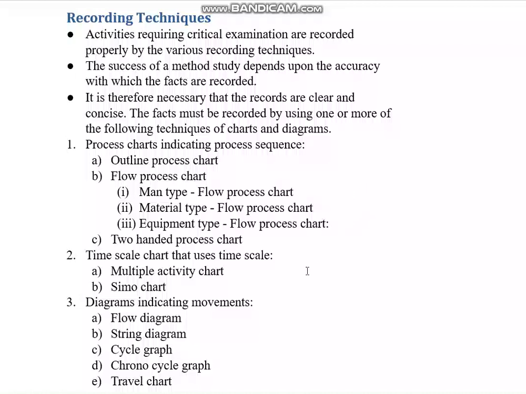Now, on the basis of time also there are some charts, time scale charts, which use a time scale. Under this category are two charts: one is the multiple activity chart and the other is the SIMO chart. You see, we're going to study all these recording techniques. At present we are only listing these techniques.